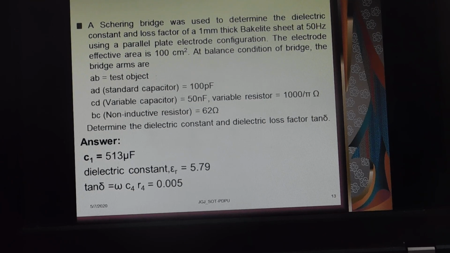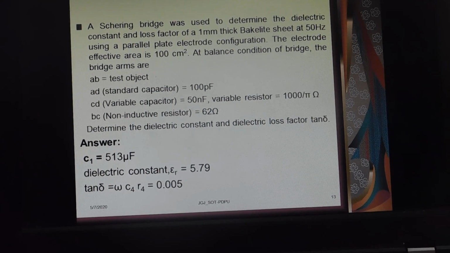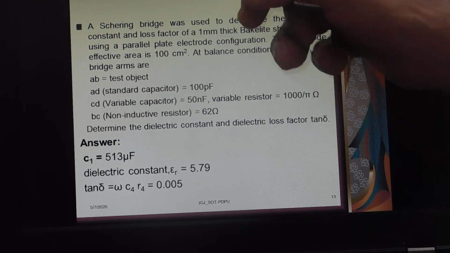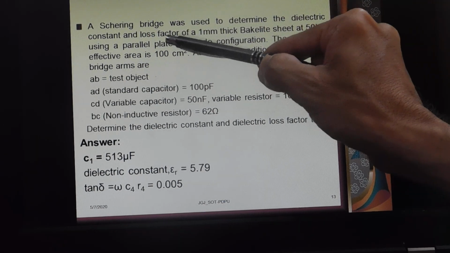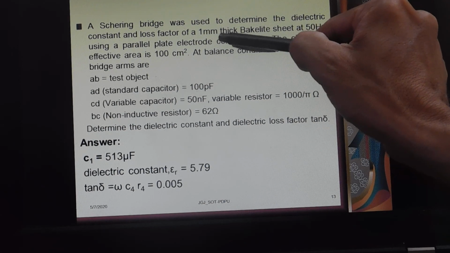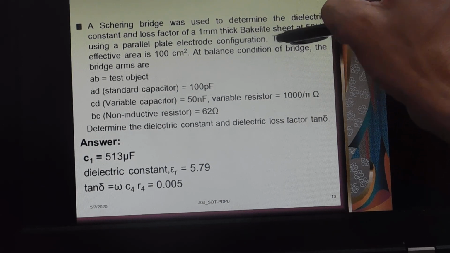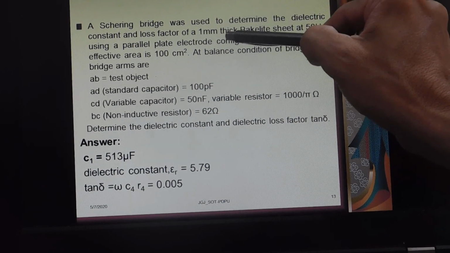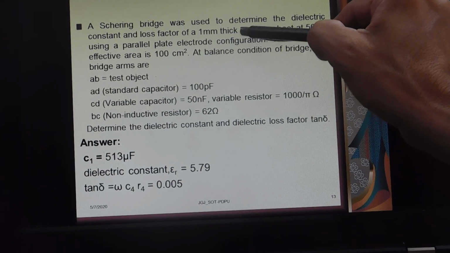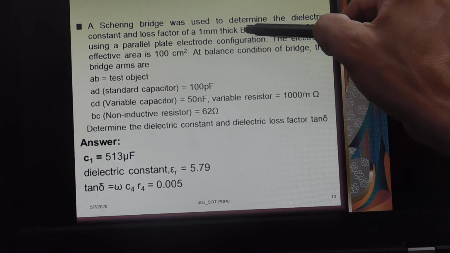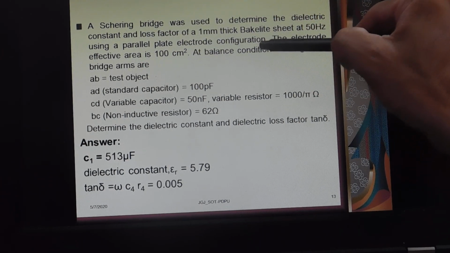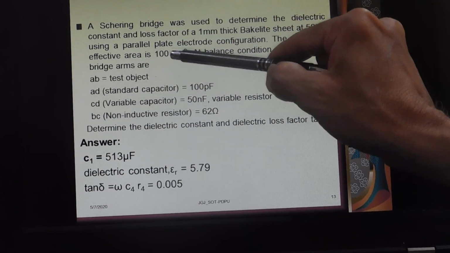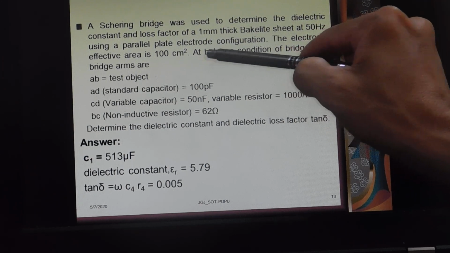Now coming to the case study or the example on the Schering bridge. A Schering bridge was used to determine the dielectric constant and the loss factor of a 1 mm thick bakelite sheet at 50 Hz. This is the dielectric which is between the two electrodes, using a parallel plate electrode configuration. The electrode effective area is 100 centimeter square.